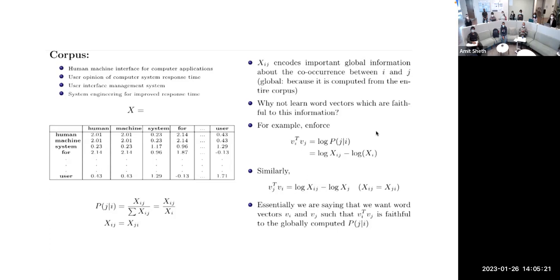Right? Everybody understood? So if human is similar to user, the reverse is also true. User is also similar to human. So we can write Xij equal to Xji. Make sure we understand this, because on the next slide I'll jump ahead.